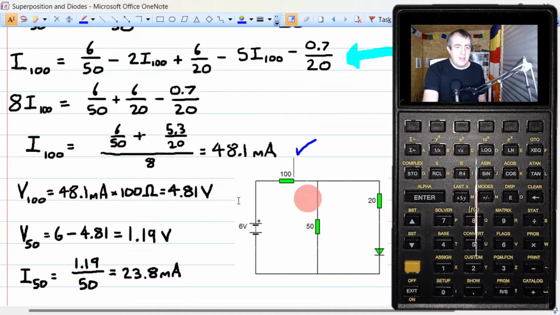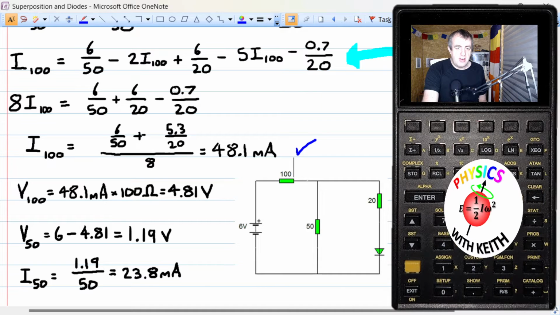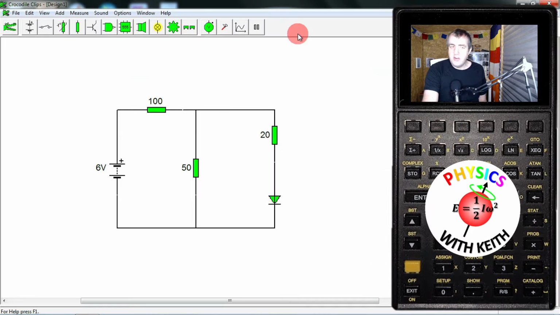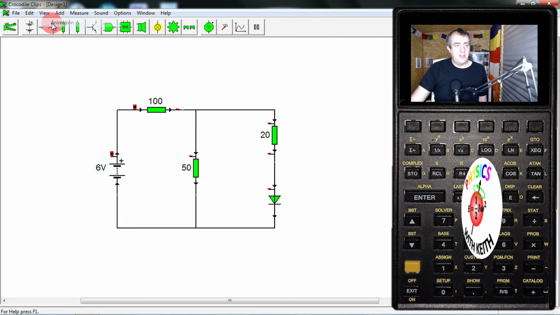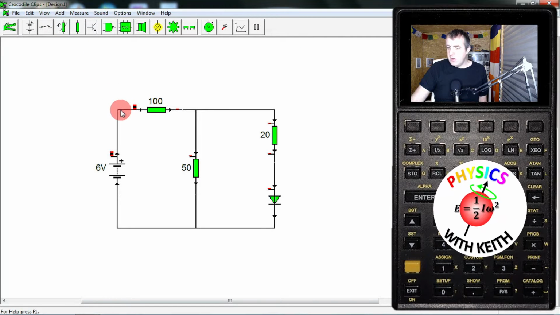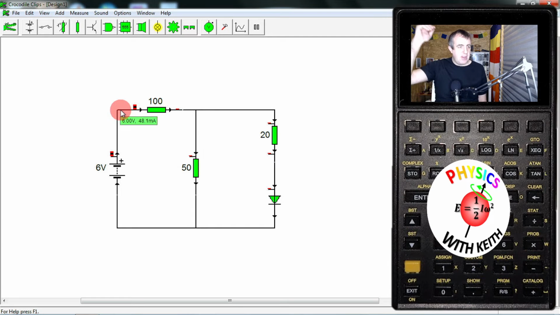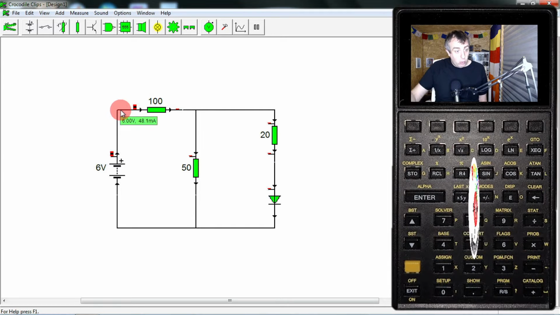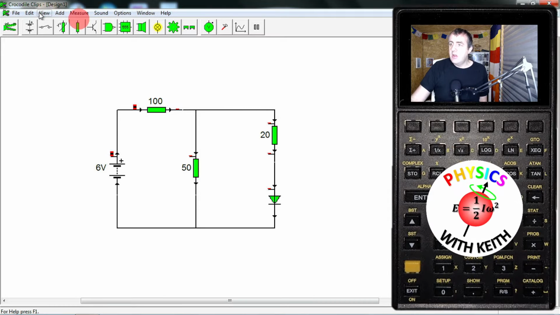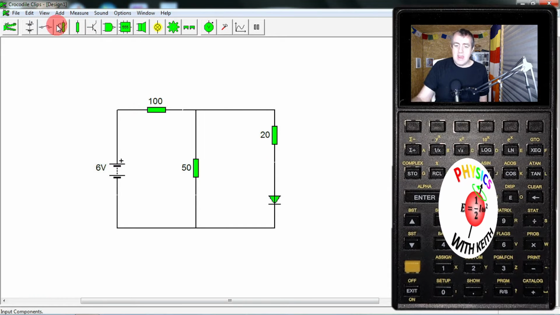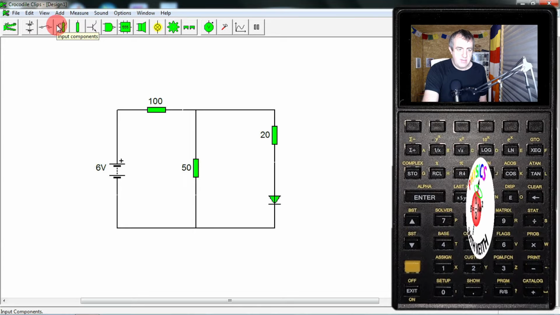Well, let's just check and see if that's what our little circuit simulation says I100 should be. So I100, let's just turn animations on. I100, we reckon it's 48.1 milliamps. It is 48.1 milliamps. So that works. And once you've got one of these, you can solve it for all of the rest. Once you've got one of these values.